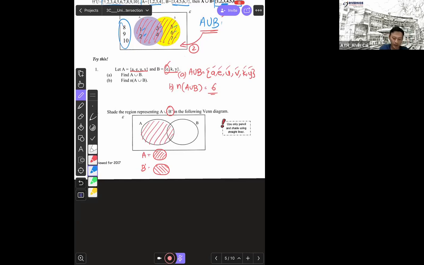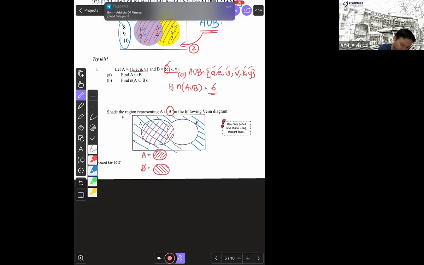To make things even clearer, I will shade in a different direction with a different color. So where is B complement? B complement is actually anything that's outside B. You can use your thumb to cover up B, the circle itself, and anything that's outside of B, you're going to shade. So far, this part okay? So we have shaded two directions, B complement and also A.